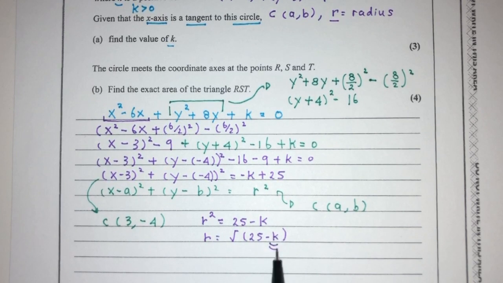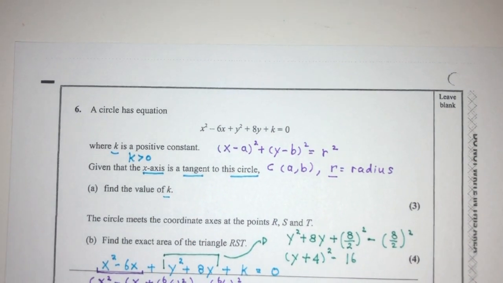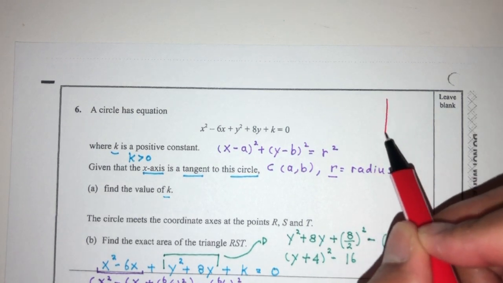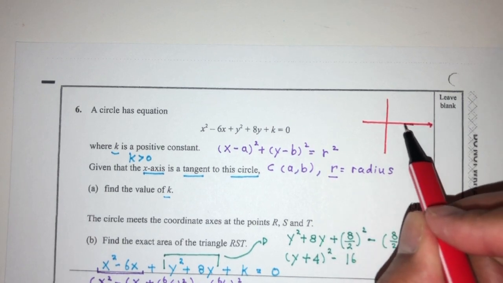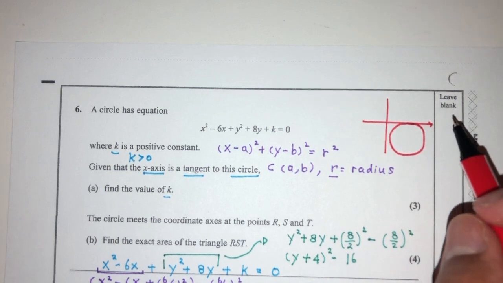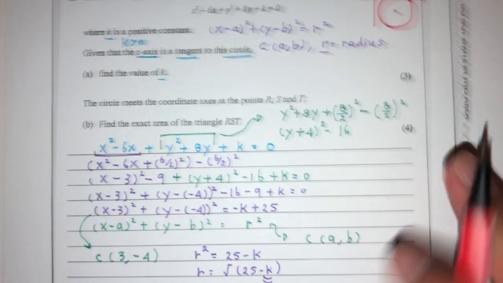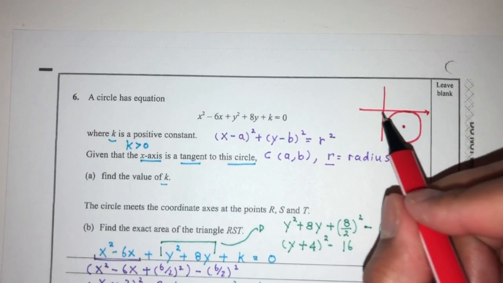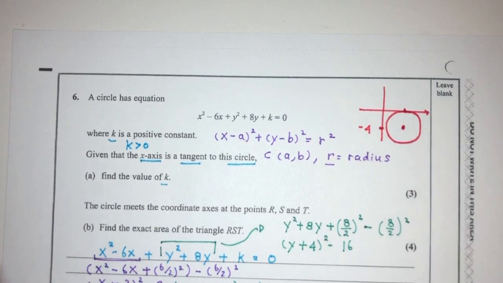Now we have to find this value of k, and we have to use this information. The idea here is, if you draw something, you will understand this far better. So let's do that. We have the y-axis and the x-axis. The circle is a tangent to the x-axis. It means that the circle touches the x-axis at only one point. Now the center is here, which is 3, minus 4. Let's label that: 3 and minus 4. This will be the center of the circle.